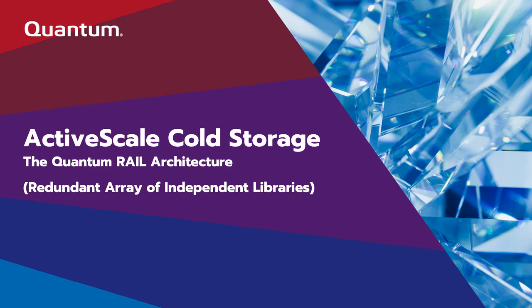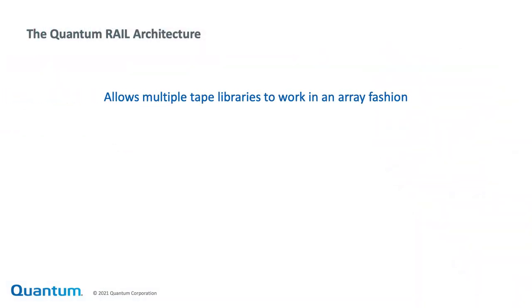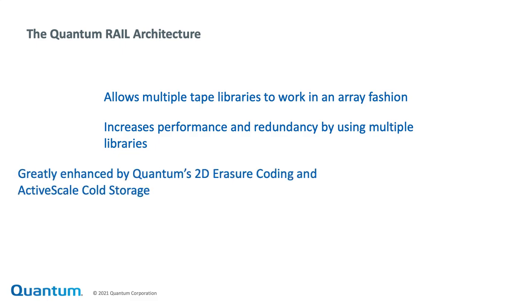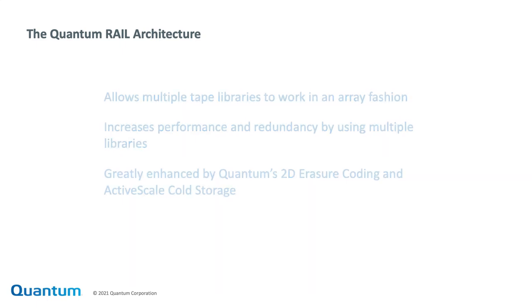In this short video, I'm going to do a deep dive on a new ActiveScale deployment option, a redundant array of independent libraries, also known as the Quantum Rail architecture. The Quantum Rail architecture allows multiple libraries to work in an array fashion, which increases performance and redundancy by using multiple libraries in parallel as opposed to using a monolithic tape library, and is greatly enhanced by Quantum's two-dimensional erasure coding when deployed with ActiveScale Cold Storage.